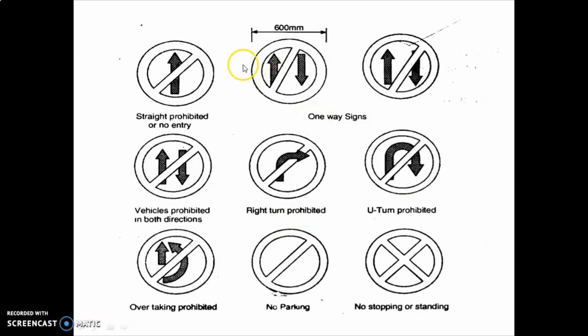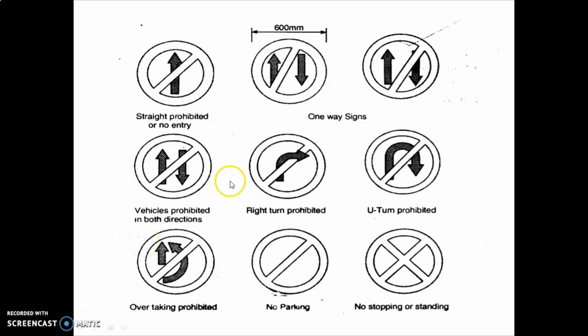You can see the first one is straight prohibited or no entry sign. Okay, then one way sign. You can see this vehicle prohibited in both directions. Then right turn prohibited sign, U-turn prohibited sign, overtaking prohibited sign, no parking sign, no stopping or standing. Okay, so you can see these are the various signs that are generally used to regulate the traffic flow.